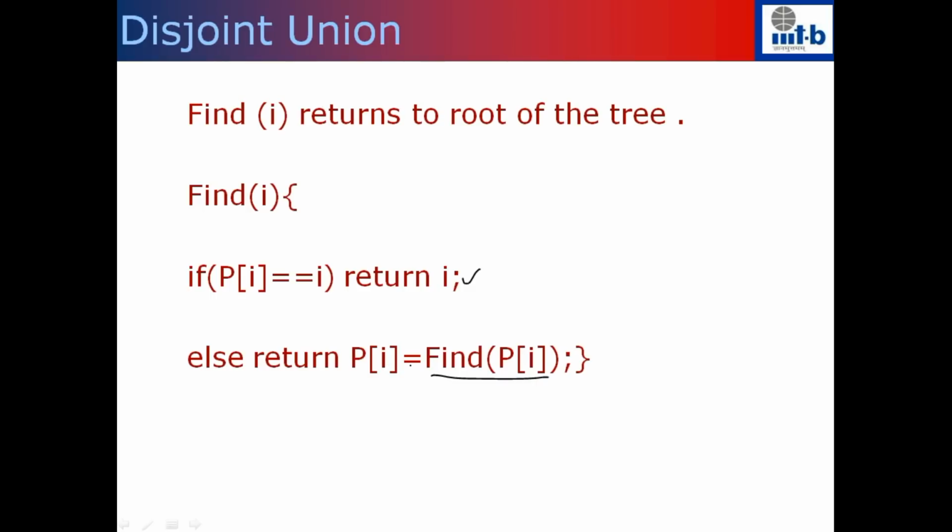I repeat, find the root of P of I. So this will give you the root of the subtree. Set the P of I to be that node. So this is the root. So P of I will be set as the root node. See, every node that you are going to visit along this path, all of them will be cut and made directly. It will become the child of the root node.